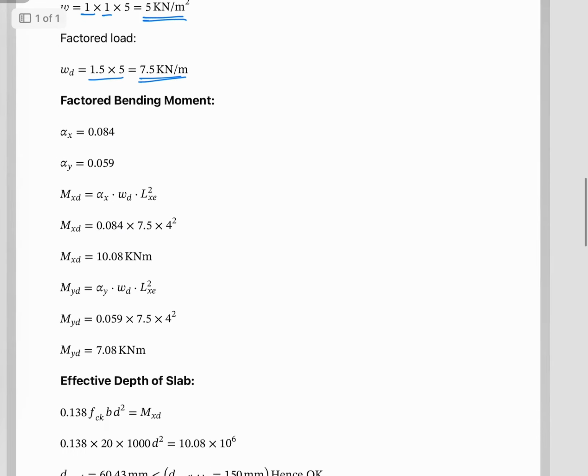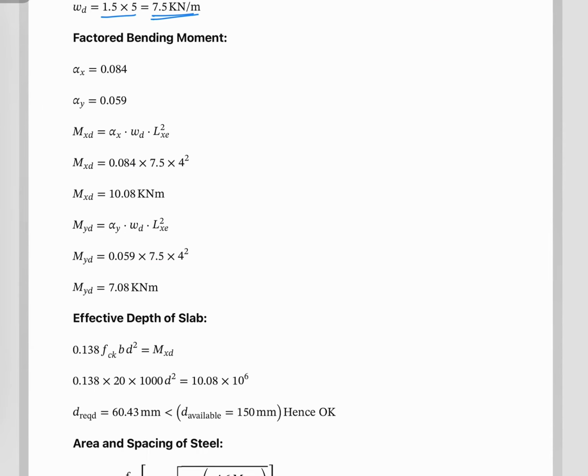The next step is the factored bending moment calculation. For that we have some factors, alpha x and alpha y. Moment x along the d direction is alpha x into wd into l square x. Put all the values that you have here, you will get moment Mux is 10.08, and similarly for Muy you get 7.08 kilonewton meter. Now this is what you calculate as moment.